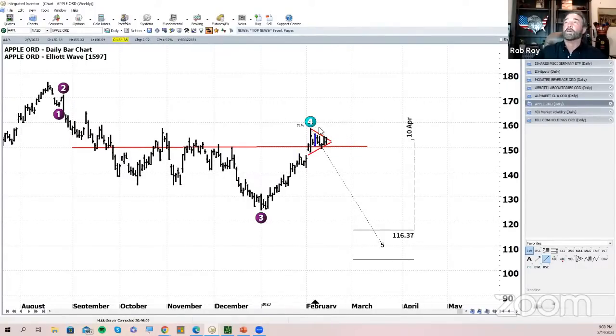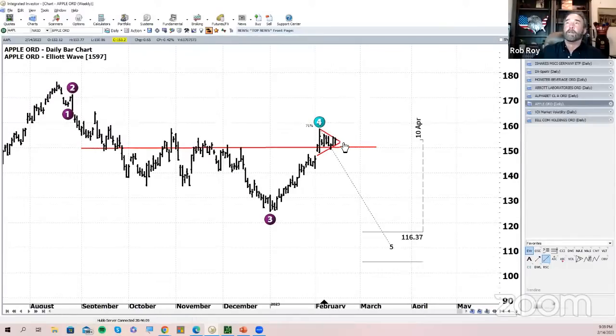The little ones work too. And there you go. So that's about a 5-point pattern. Apple's getting ready to make about a 5-point move. It could go down, it could go up. Triangles supersede anything in the world of Elliott wave. It could be an upward or a downward breakout.